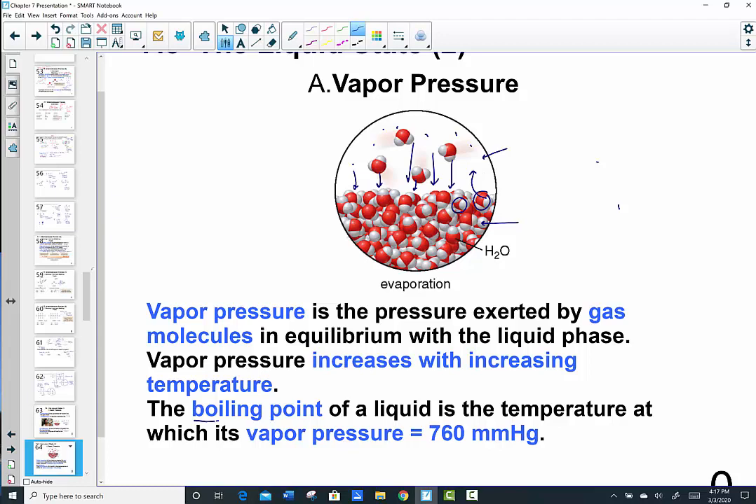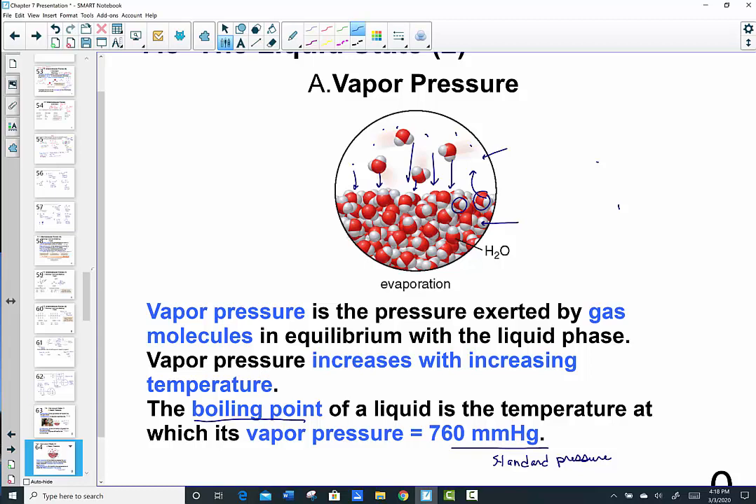So when a solution finally boils, the liquid is at the temperature. That's the definition of boiling point, when the liquid is finally at the temperature which equals the vapor pressure of the atmosphere. And this was our standard pressure, 760 mmHg, millimeters of mercury. A boiling point is defined as when the vapor pressure equals atmospheric pressure, the solution will begin to boil.